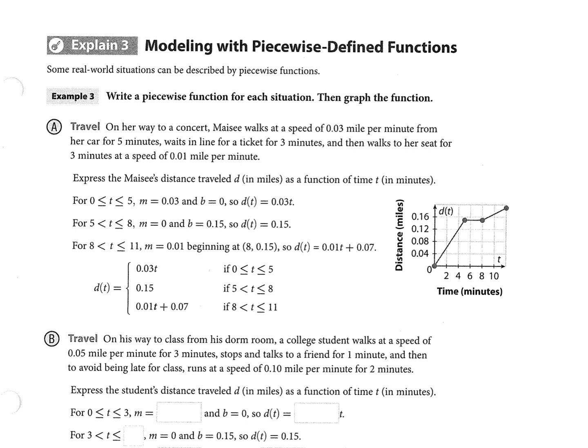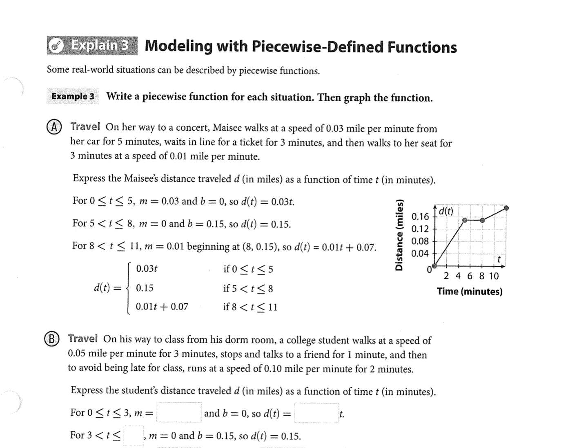On her way to a concert, Maisie walks at a speed of 0.03 miles per minute from her car for 5 minutes, waits in line for a ticket for 3 minutes, and then walks to her seat for 3 minutes at a speed of 0.01 mile per minute. Express Maisie's distance traveled, represented by D, in miles as a function of time, which is represented by T, in minutes.